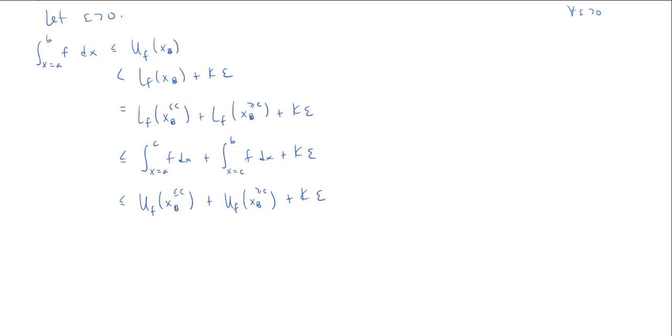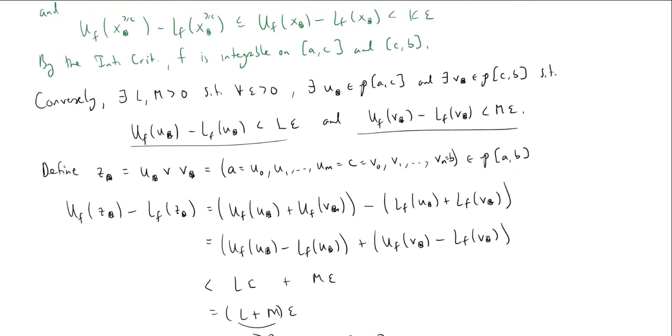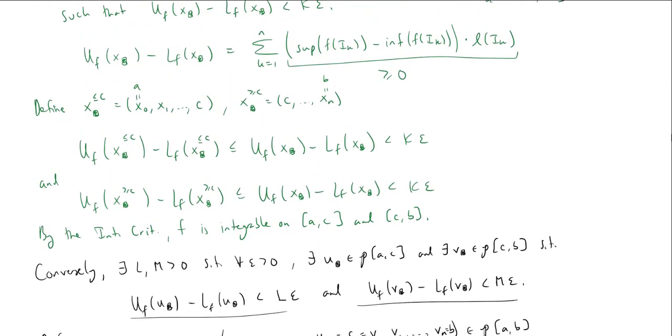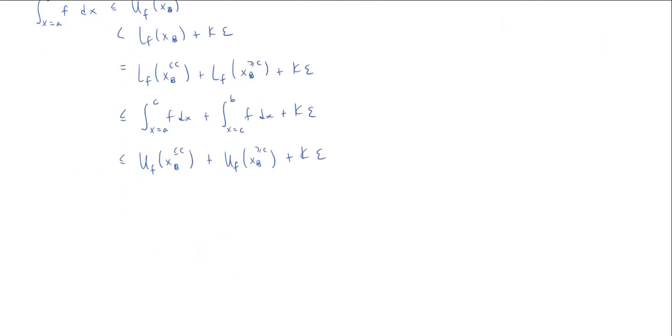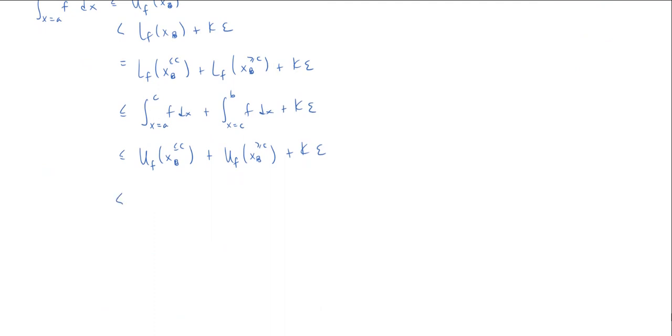Okay, but once again, we know that the upper sum for x less than or equal to c minus the lower sum is less than k epsilon. I can again add the lower sum to both sides. And so this upper sum is going to be less than the lower sum for x less than or equal to c plus k epsilon. And then the second one will be less than the lower sum for x greater than or equal to c plus k epsilon. And then you still have a k epsilon.